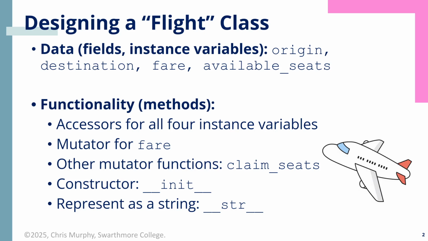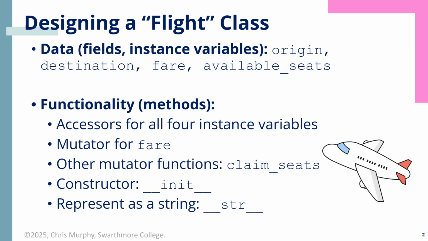So the Flight class is one flight, an airplane flight from one place to another. So the data in the class will be the origin airport, like where it's going from, and the destination airport, where it's going to. Those will be strings. Then the fare, which will be the price of the flight, and that's a float, and then the number of available seats, which is an integer.